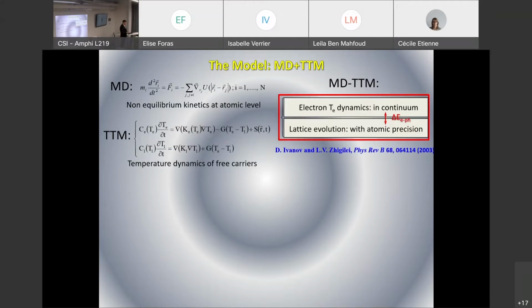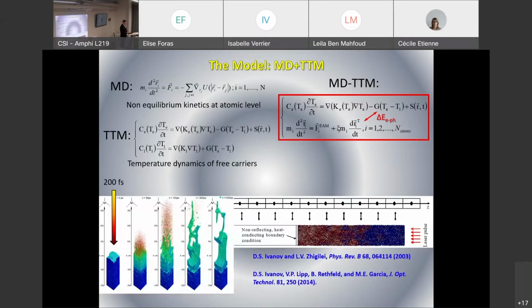So therefore, the idea is to unite the advantages of this method in the scale of a single computational approach, so that we completely substitute the equation for phonons in the temperature model with molecular dynamics integration. And the electron-phonon coupling is directly accounted for in the molecular dynamics via an additional friction term. But this friction has a negative character.